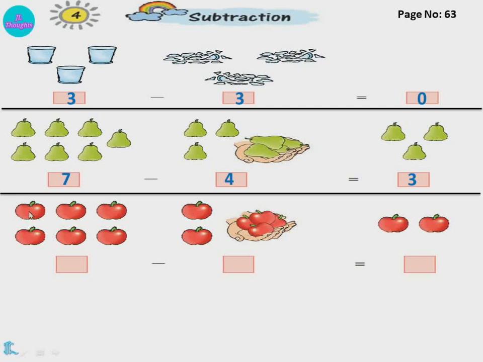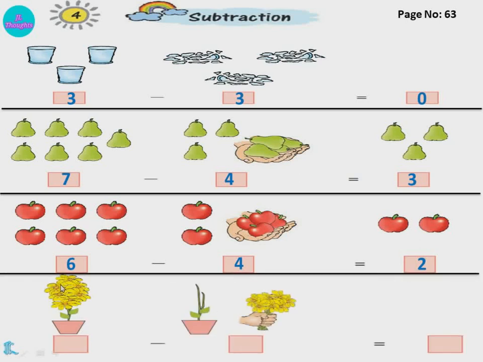Count the apples. 1, 2, 3, 4, 5, 6. So here you will write 6 minus how many apples are taken? 1, 2, 3, 4. So here you will write 4 equals to, so how many left? 1, 2. 6 minus 4 equals to 2.